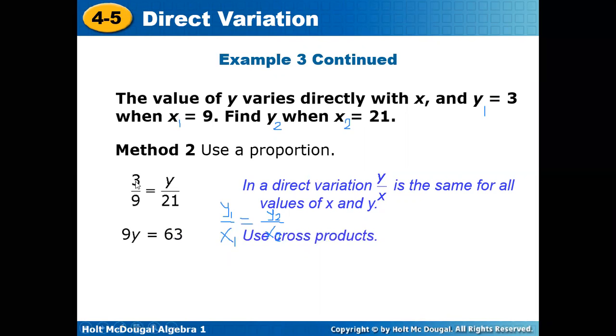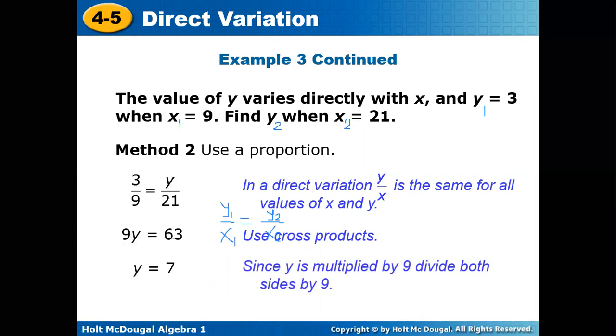Look, in cross product, we can multiply 3 by 21, which is 63, and 9 by y, which is 9y. So 3 by 21 is 63, and 9 by y equals 9y. Now divide both sides by 9 to find y alone. So y is equal to 7.